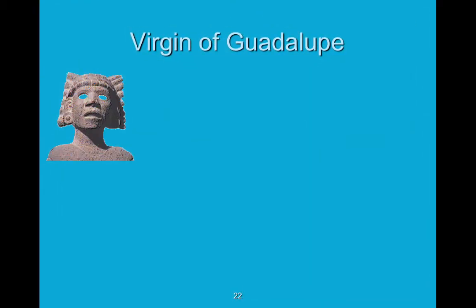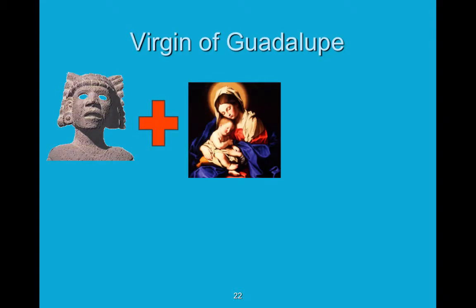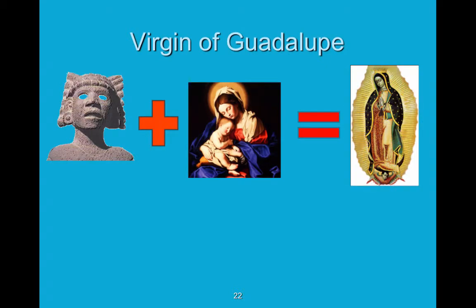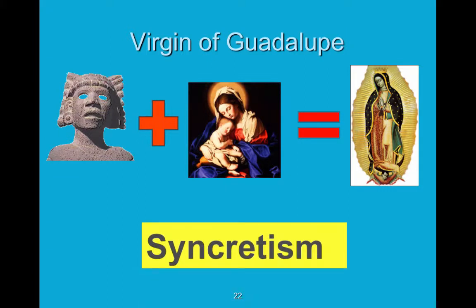in figures such as the patron saint of Mexico, the Virgin of Guadalupe, in which you combine the old and the new, and then you create something which is quite different. The Virgin of Guadalupe is the patron saint again of Mexico. This is called syncretism, when you combine two things together.